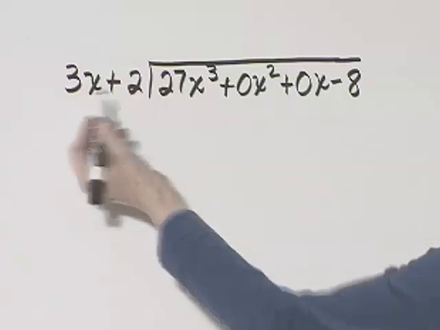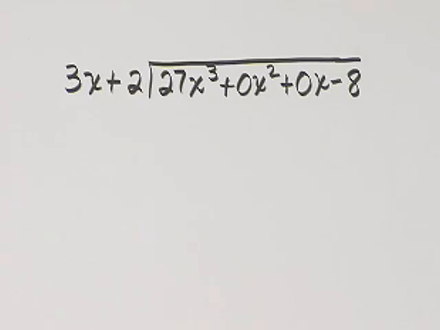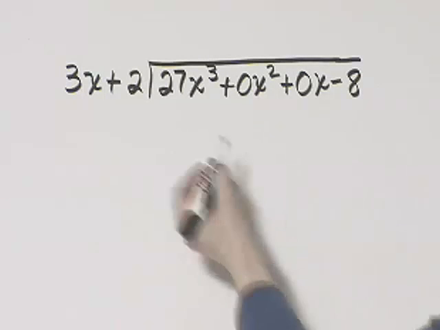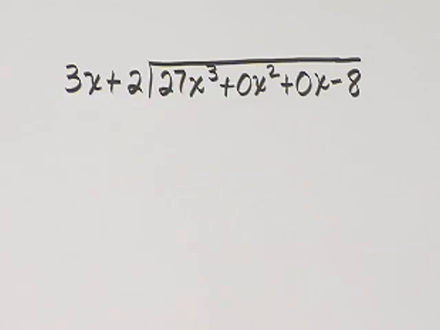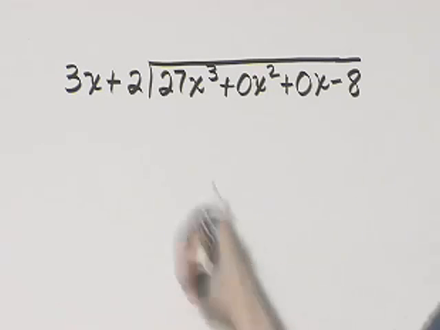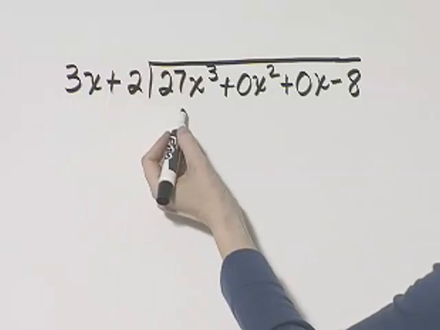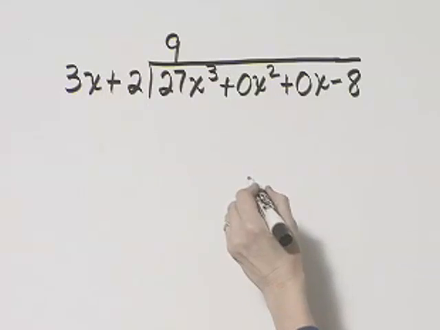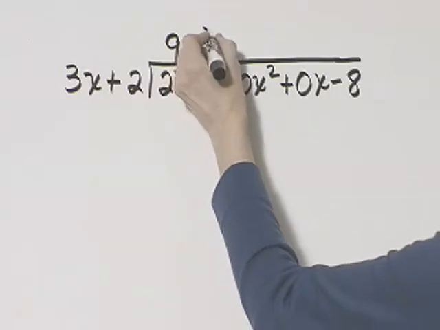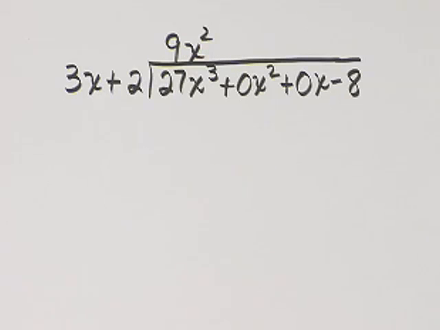What times 3x gives a product of 27x cubed, or you can think of it as 27x cubed divided by 3x gives what? Whichever you're comfortable with. Well, what times 3x is 27x cubed? I know 9 times 3 is 27, and then x squared times x is x cubed, so my first term in my quotient is 9x squared.